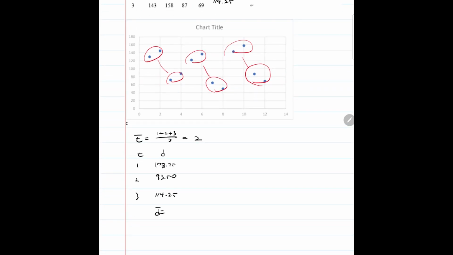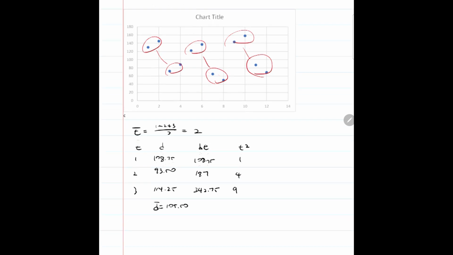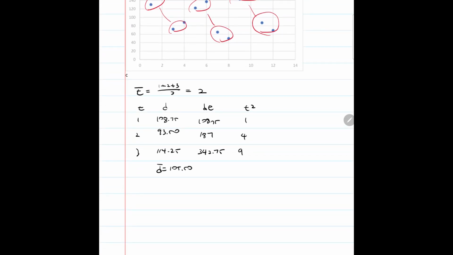So it's going to be 550 and the TT 187, 340, 2.75, and then T squared, which is going to be 1, 4, and 9. And we need the sum for this one.